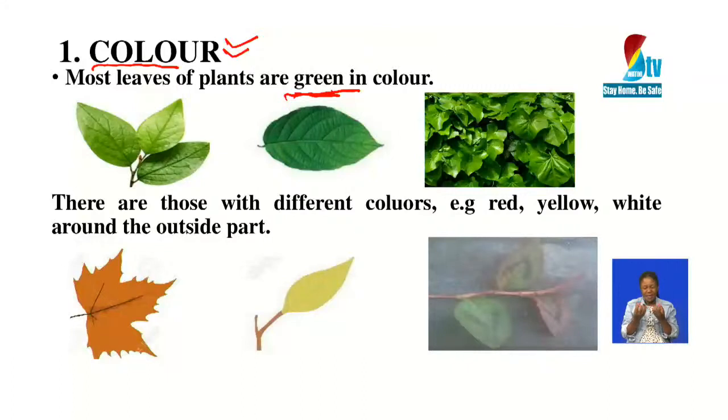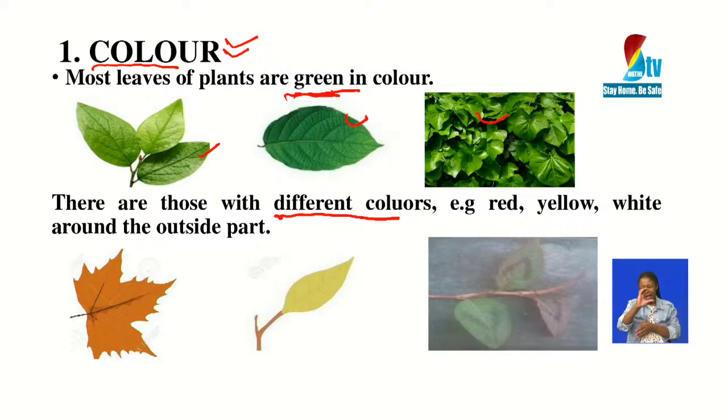Like I said, when you look outside, you see the vegetation is green because it is our summer season. So these three leaves are green in color. All of them are green. But, my learner at home, there are those with different colors. Not all of them are green, but most of them are green in color.